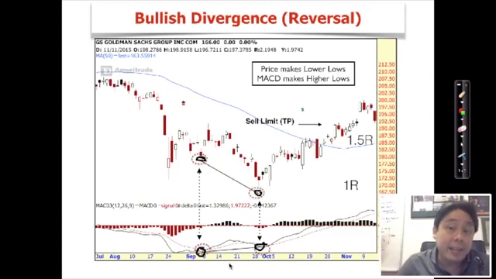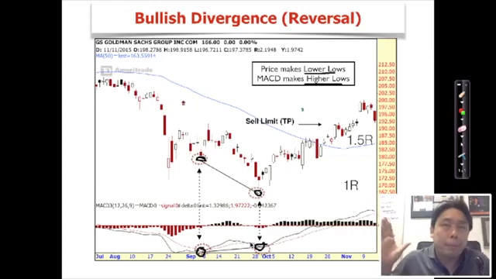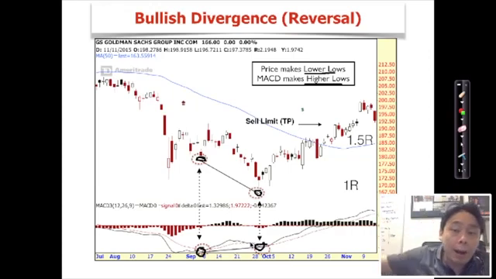In this case there is, because price makes lower lows, as you can see, and MACD makes higher lows. So you have a divergence. So probability is that it's going to go up. What do you do?